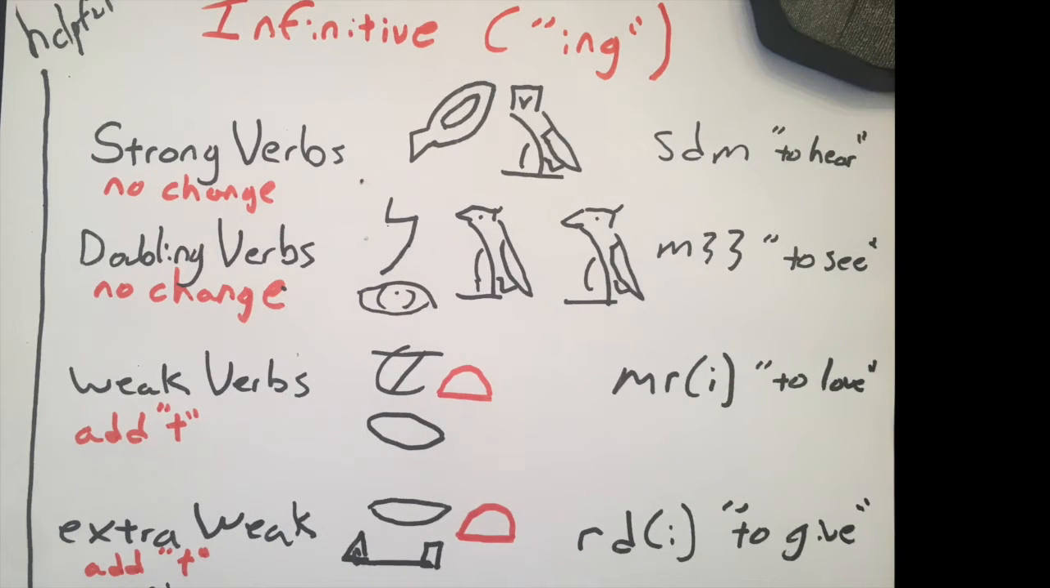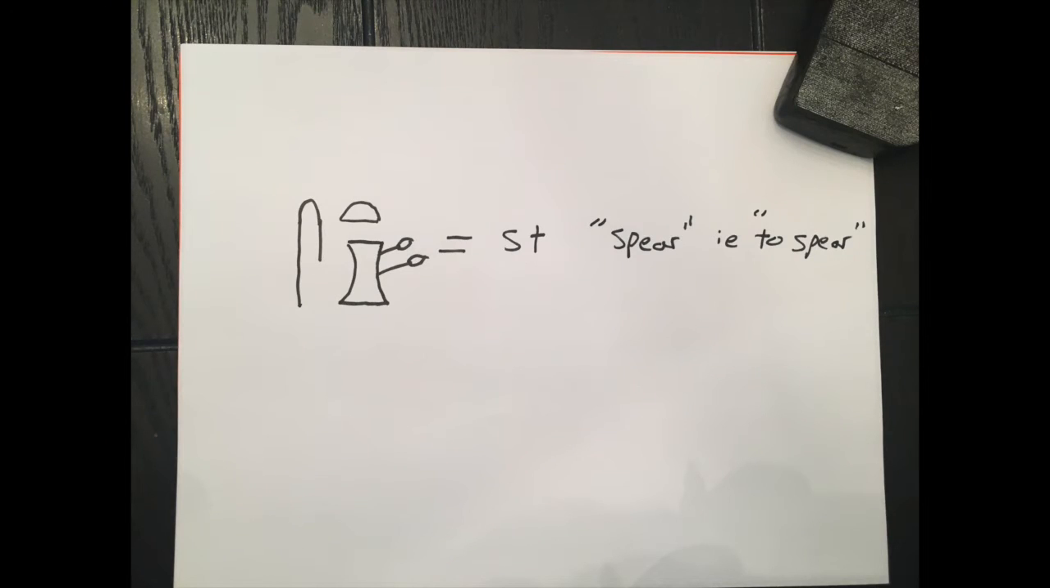All right, so with those behind us and another quick review of that infinitive form we learned last week, there's 4 classes of Egyptian verbs: strong, doubling, weak, and extra weak. And for the infinitive, they basically go from helpful to not helpful at all. Or I'm sorry, the reverse of that. Strong verbs are the least helpful, and extra weak are the most helpful, because in the infinitive form, weak verbs and extra weak verbs get an extra T at the end to help us recognize them.